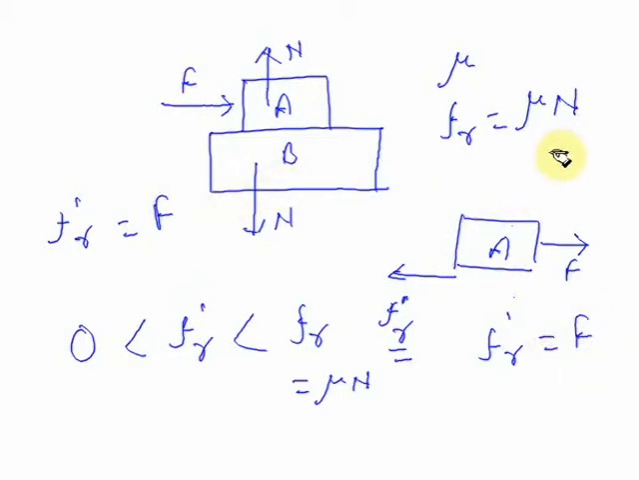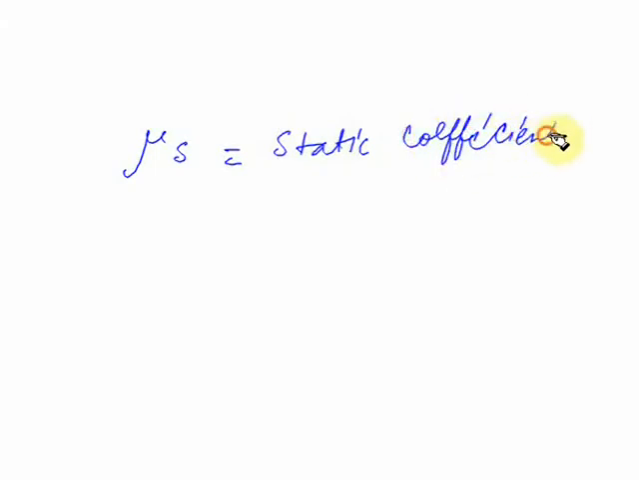So in this case, the coefficient of friction mu is also called mu s, that is static coefficient of friction. And the term static here indicates that there is no relative motion between the surfaces, that is surfaces in contact are at rest.